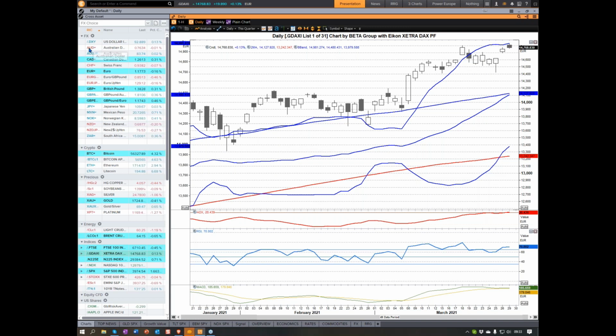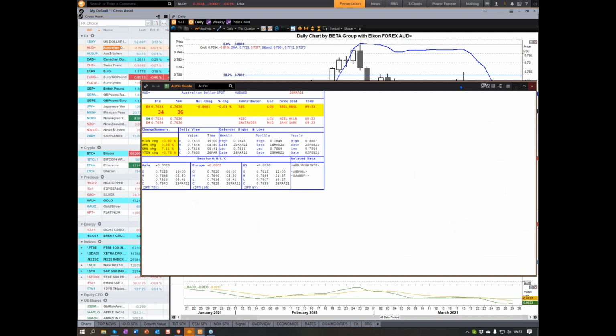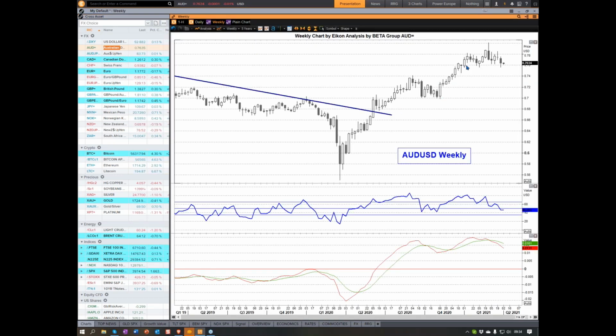Yes, Aussie dollar. Now, I chose the Canadian dollar over the Aussie dollar because it was the one that was to the right, and it's not as good a pattern at all in the Aussie dollar. So here is the Aussie dollar. This rising means that the Aussie dollar is strengthening. It's deteriorated a lot here.